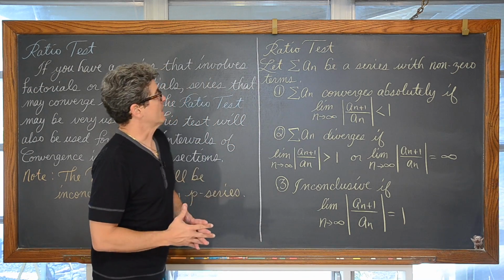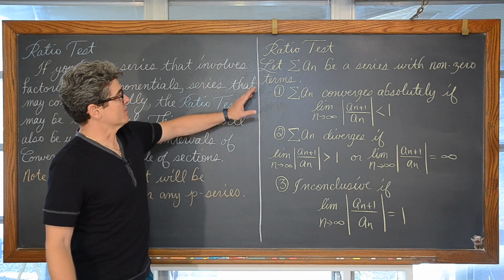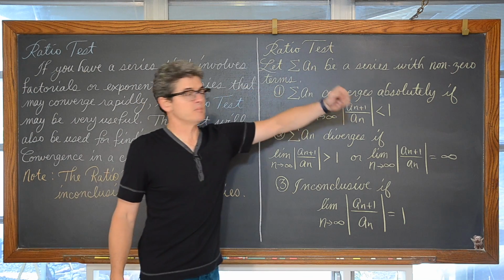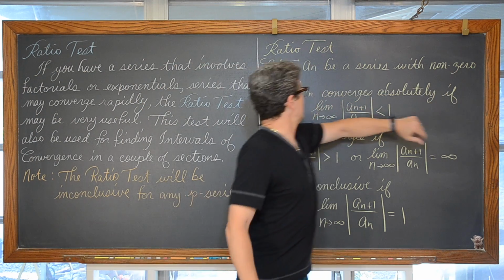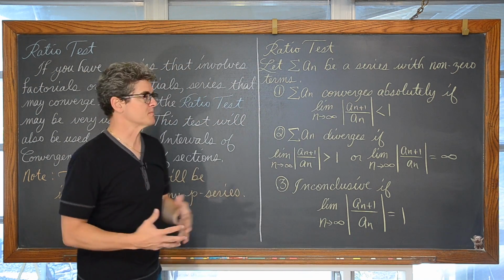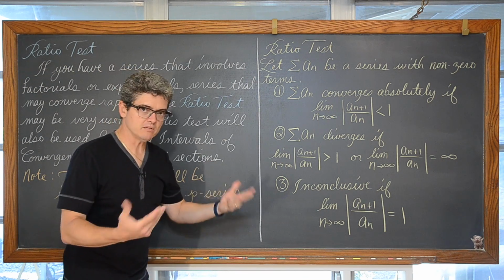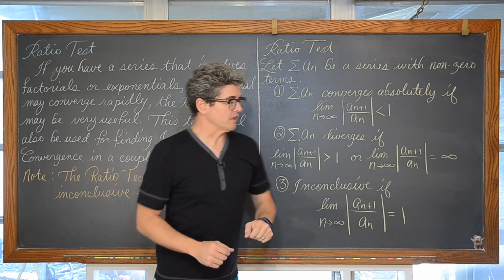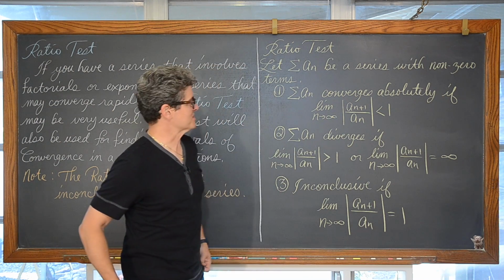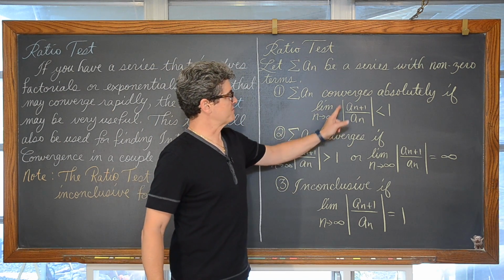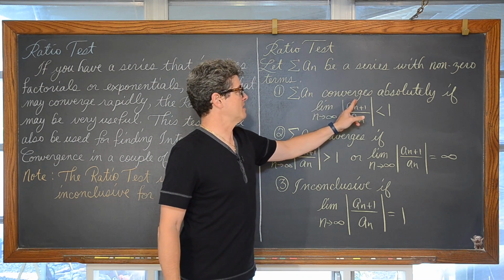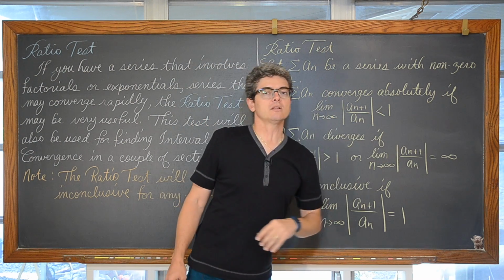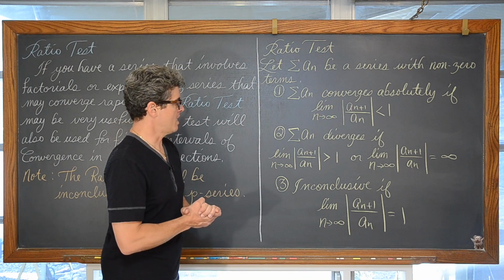So what does this test say? Well, the ratio test says let the sum of a sub n be a series with non-zero terms. So all the a sub n terms must be non-zero. Well, that series converges absolutely, that step above just regular convergence, if the limit as n approaches infinity of the absolute value of a sub n plus 1 over a sub n is less than 1.